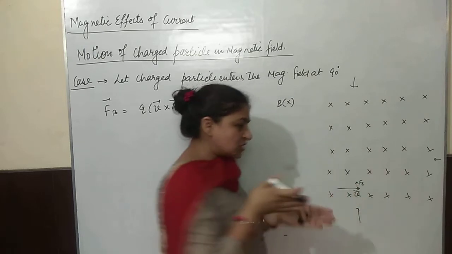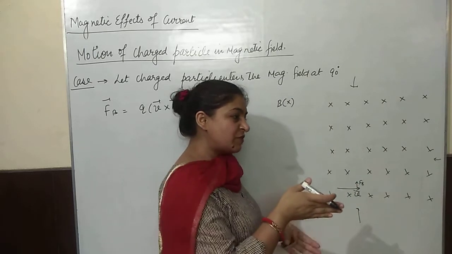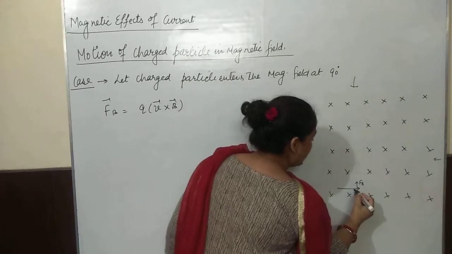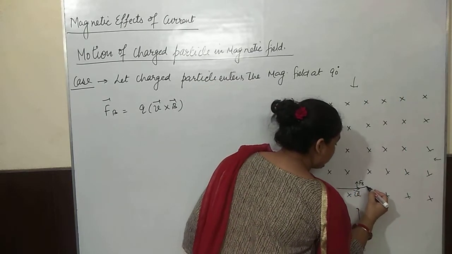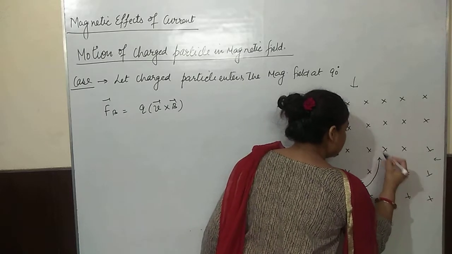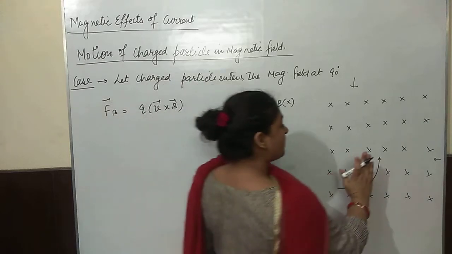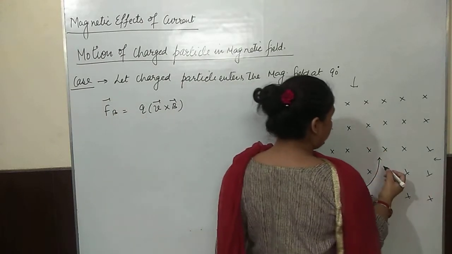So when it has just entered the field, the force is in the upward direction. Because an upward force is acting, it will start deviating in the upward direction. So because the force is upward, the charged particle has deviated upward. Now the velocity direction you can see is upward.